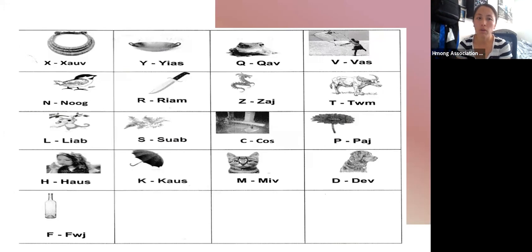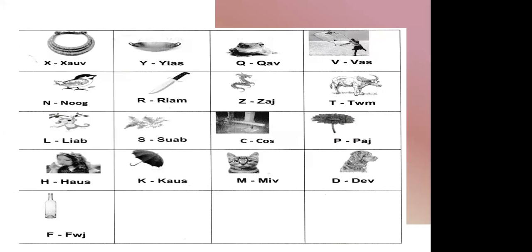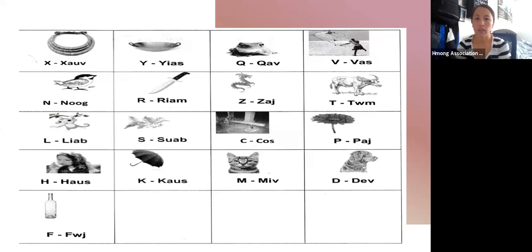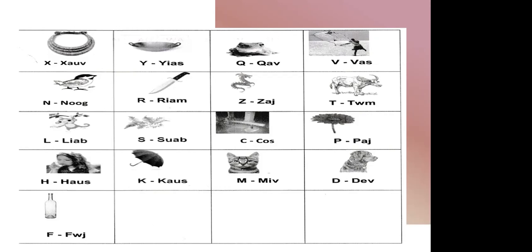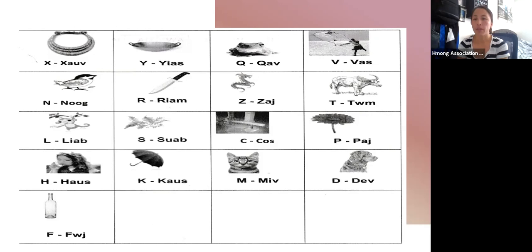N is no, known. R is do, dia. Z is zo, ja. T is to, tu. L is lo, lia.